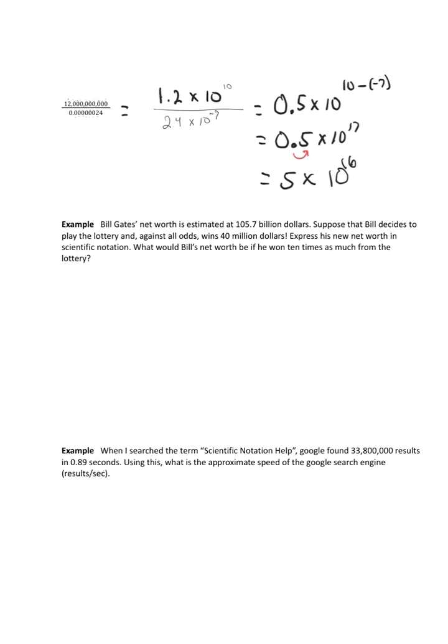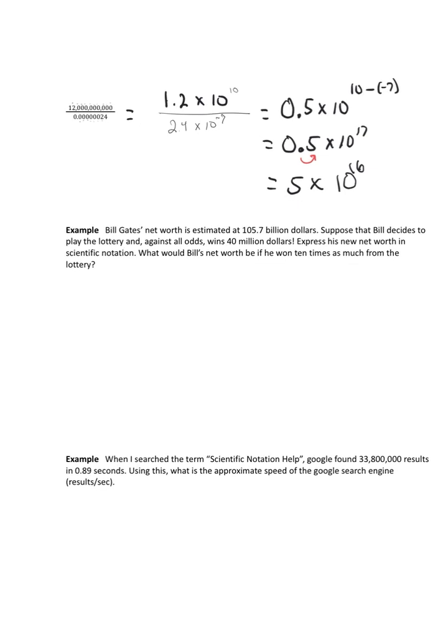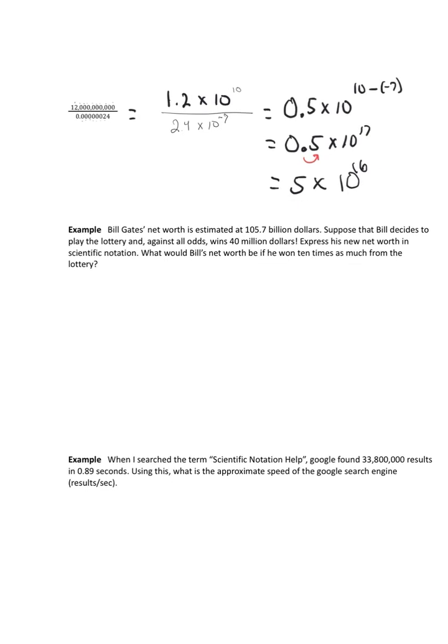All right, a couple word problems here just to think about some situations where this might come up. So Bill Gates' net worth is estimated to be $105.7 billion. Suppose that Bill decides to play the lottery against all odds, wins $40 million. Okay, so he won $40 million playing the lottery. Now express his new net worth in scientific notation. Okay.